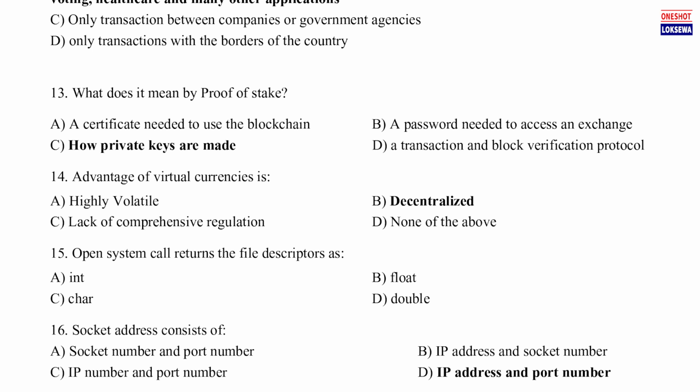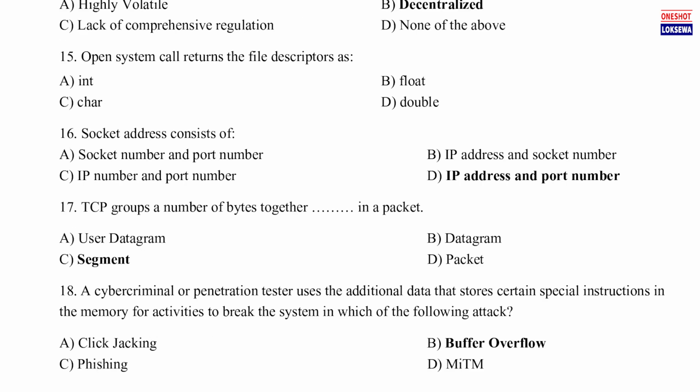14. An advantage of virtual currencies is: A. Highly volatile. B. Decentralized. C. Lack of comprehensive regulation. D. None of the above. 15. Open system call returns the file descriptors as A. INT. B. Float. C. Char. D. Double.